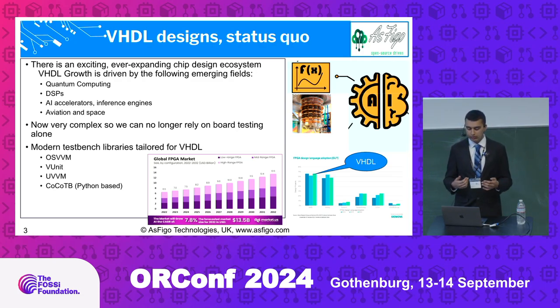Now designs are very complex, so we can't solely rely on board testing. If we were to solely rely on board testing, it would become very inefficient and very expensive. That's why we need modern test bench libraries tailored for VHDL. Some of the most popular include OSVVM, as you saw in the previous presentation, and VUnit and UVVM and CocoTB, which is Python-based. But the main focus for BenchBot is going to be OSVVM, which stands for Open Source VHDL Verification Methodology.